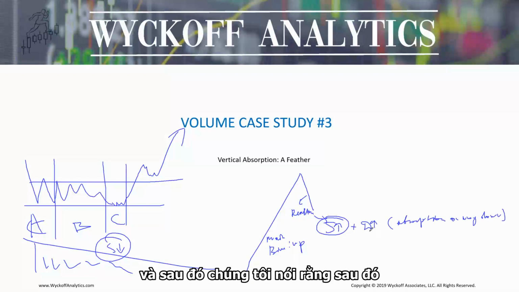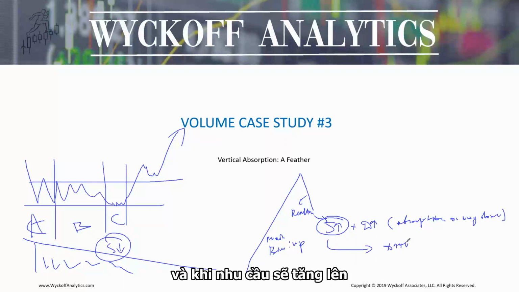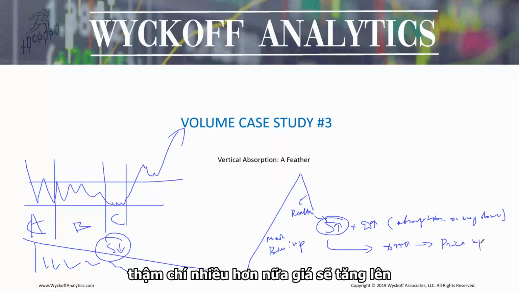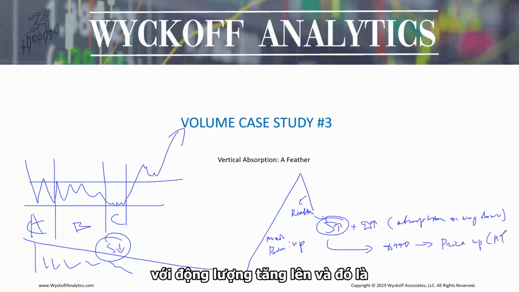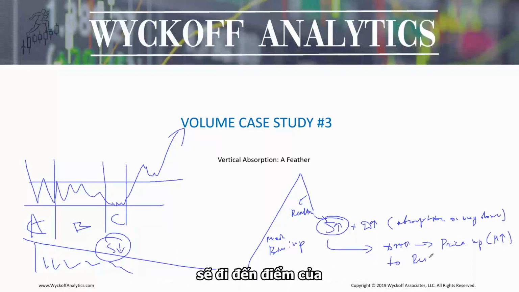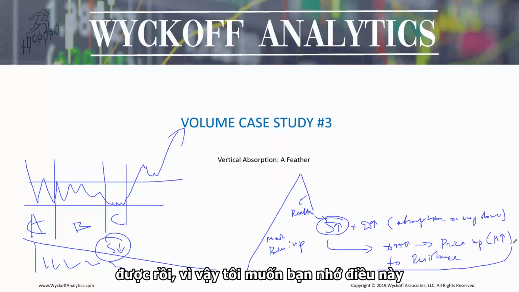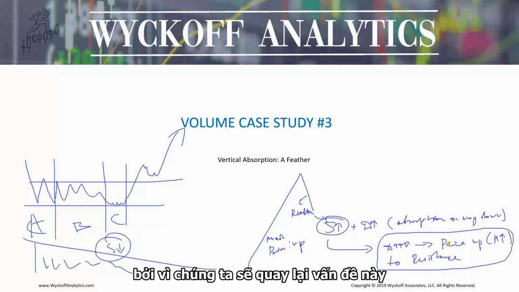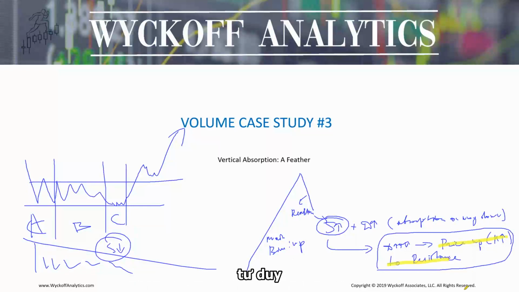And then we said that after that, demand is going to increase even more. And when demand is going to increase even more, the price is going to go up with the increased momentum, and it's going to come to the point of the resistance. Okay, so I want you to remember this because we're going to come back to this thought.